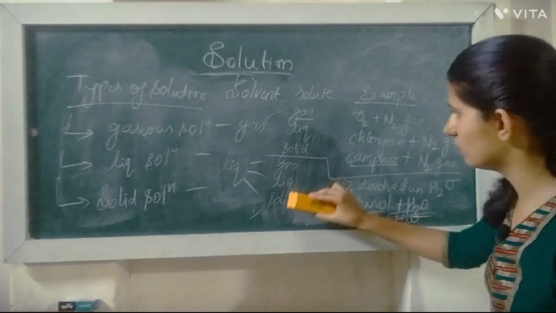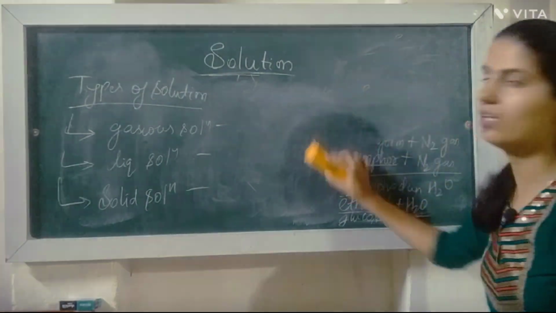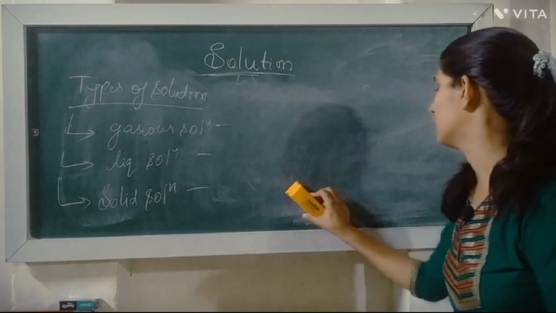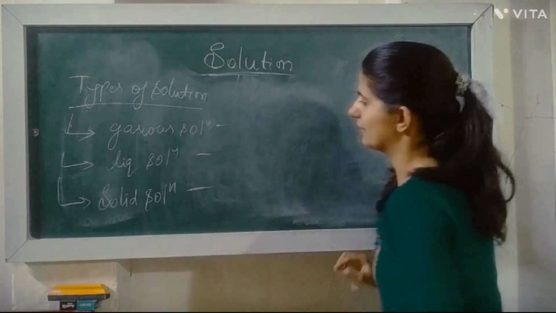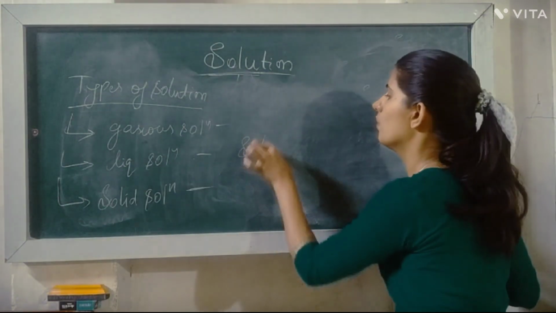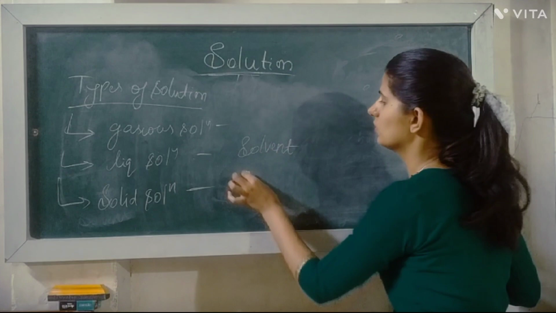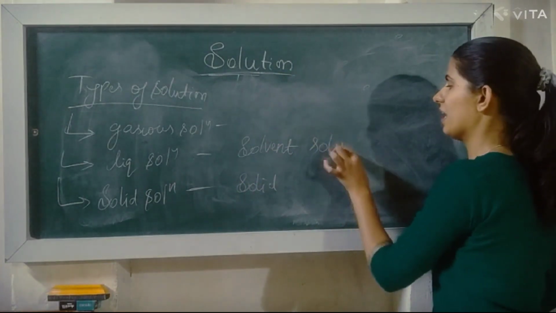You can note it down. You can make a short note of it. It's going to be very helpful for you. Let's take an example for this. Solid solution means the solvent is going to be solid. The solute can be gas, liquid, and solid.